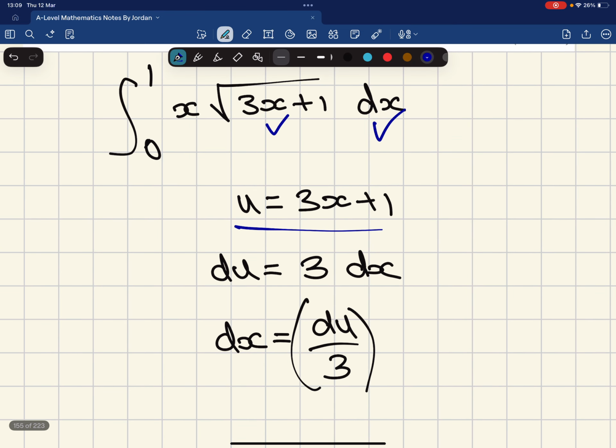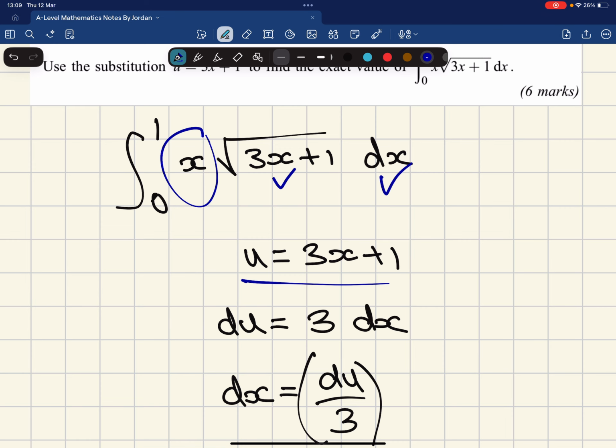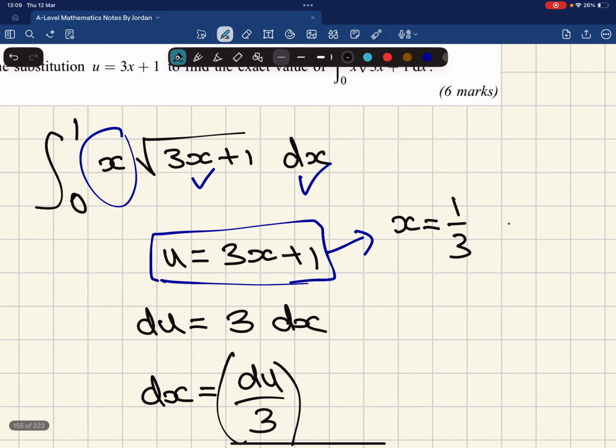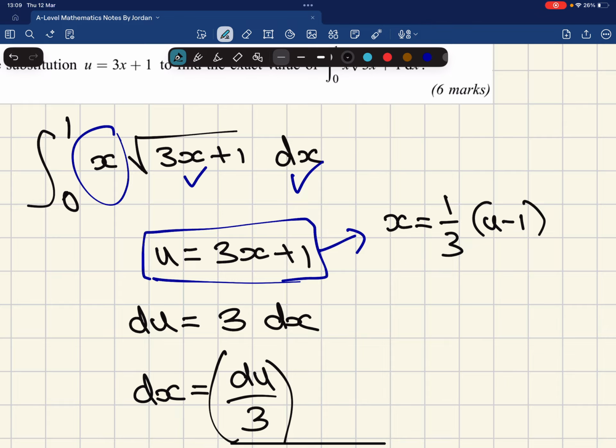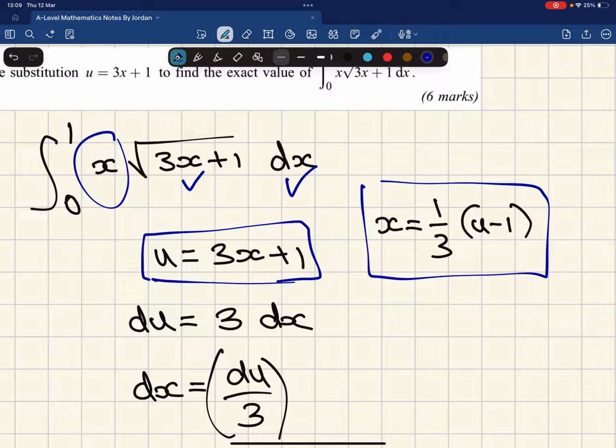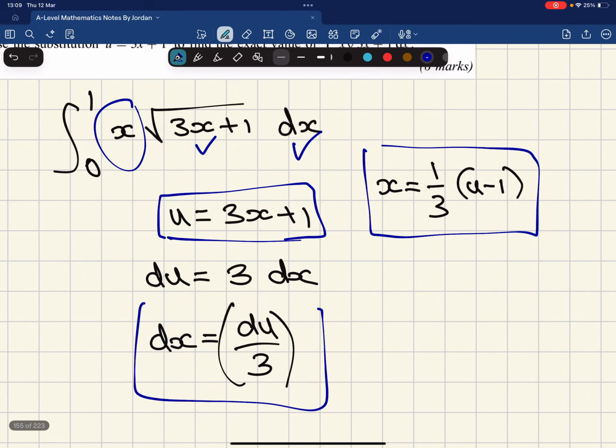And then looking in here, again, there's no x there. So I need to sort that out as well, which comes from here. Rearranging that for x gives us, so 3x will be u minus 1, so that means that x would be 1/3 u minus 1. So I need that, and I need that. Those are the 3 things I need.